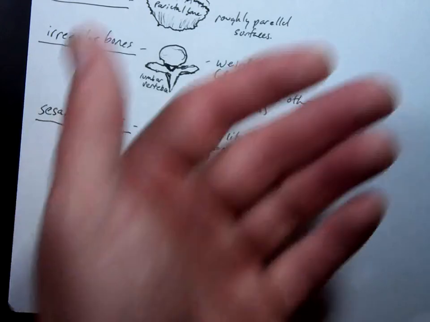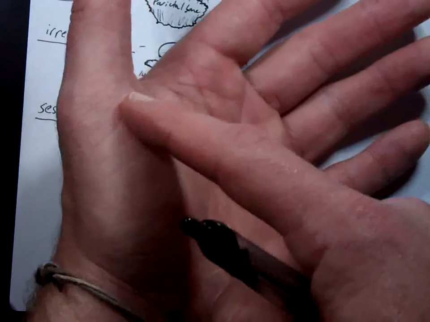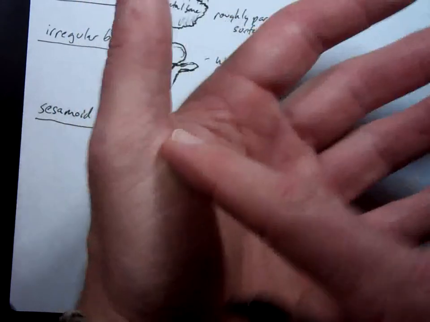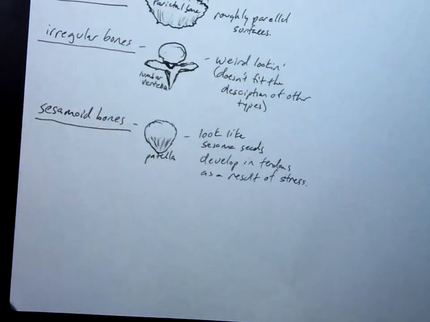They can develop in 26 different locations in your body, and some people have them, other people don't. One of the other common locations for it is right here at the end of your first metacarpal where your thumb attaches. Sometimes you'll have a sesamoid bone develop there. I saw a couple of them in x-rays yesterday.